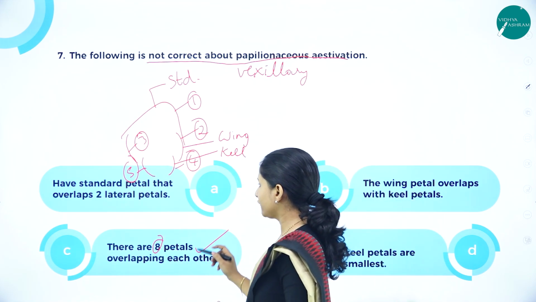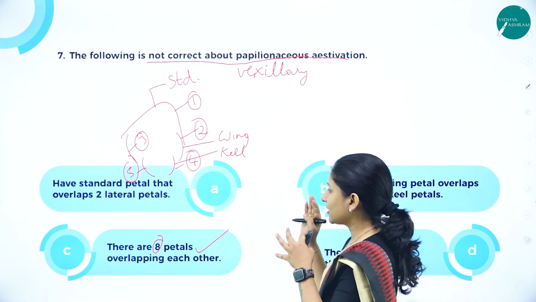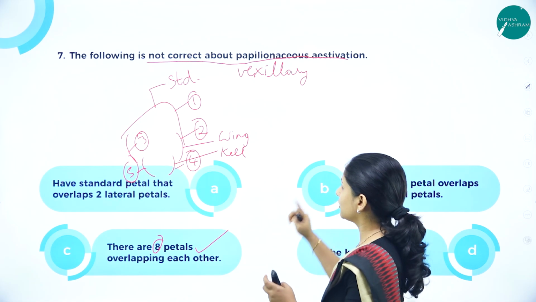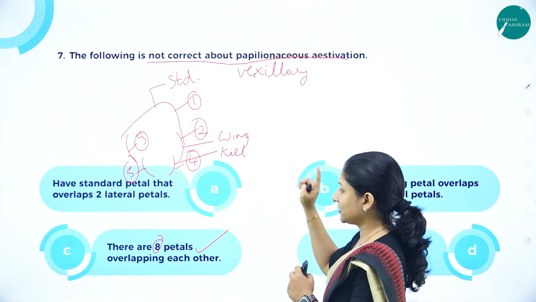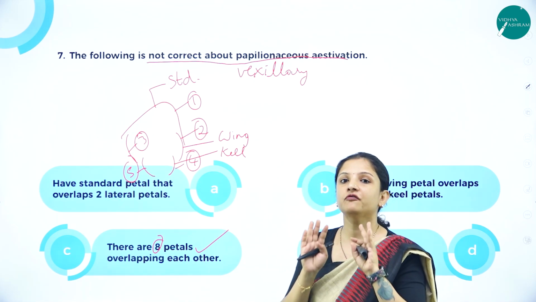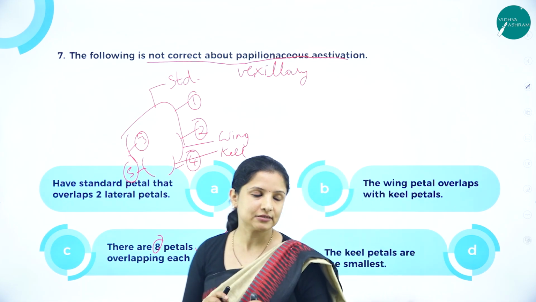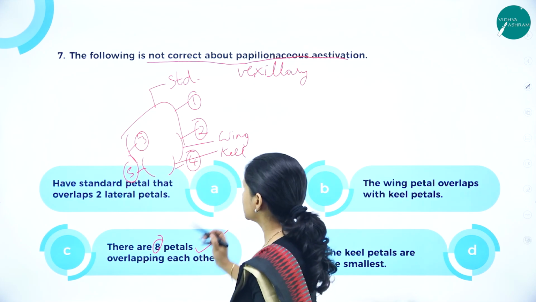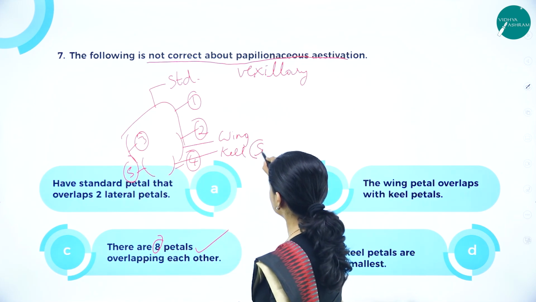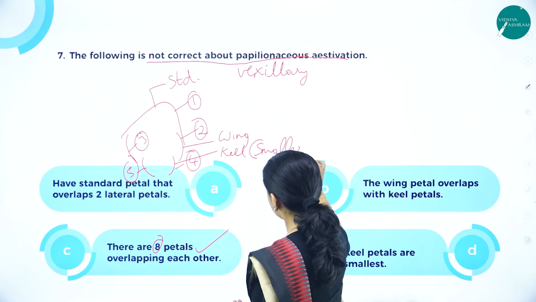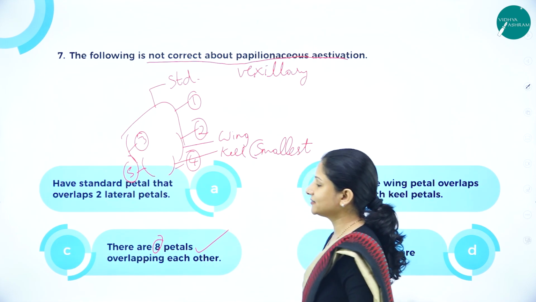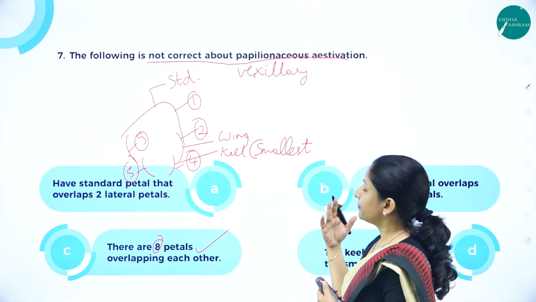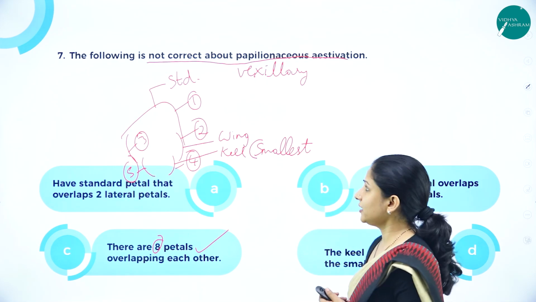This is wrong. So the right option here is that 8 petals overlapping each other is not a characteristic of papillonaceous estivation. Why? Because there are 5 petals overlapping each other. That's the right one. The keel petals are the smallest. Yes, that's true, because here the keel petals are the smallest. So option C is the right answer for not being a characteristic of papillonaceous estivation or vexillary estivation.